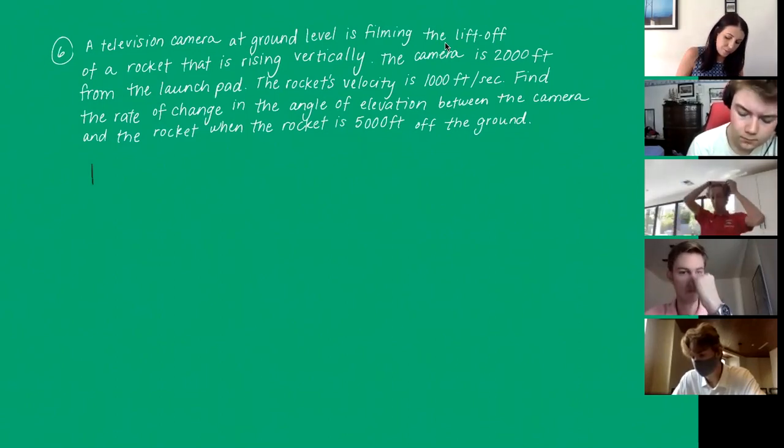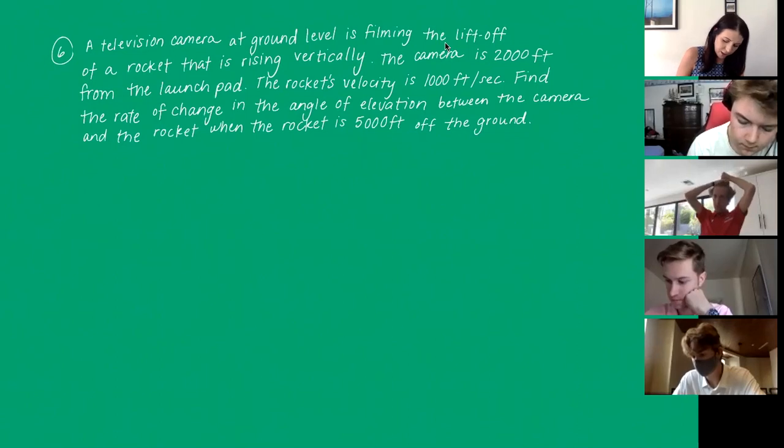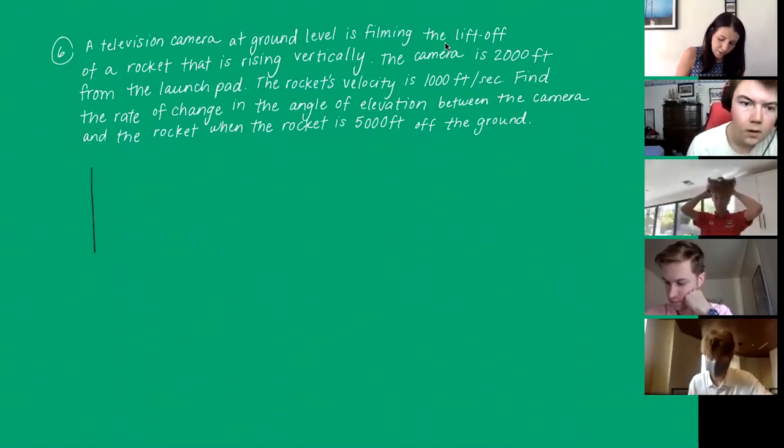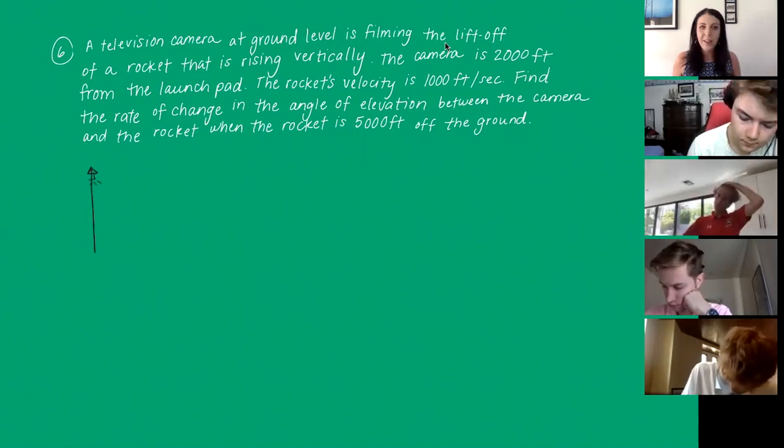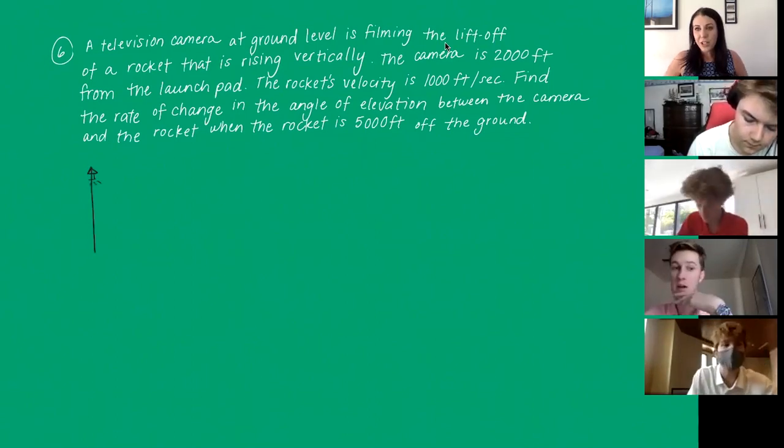So I have a rocket. I wish I could draw a straight line. That would be so nice. I have a rocket. It's taken off. Here's my rocket. Okay. I'm such an artist, guys.